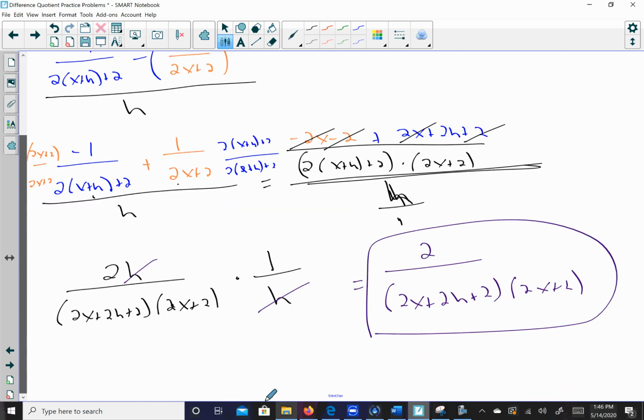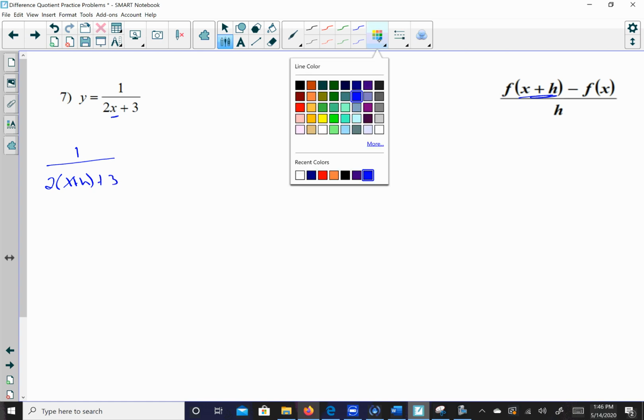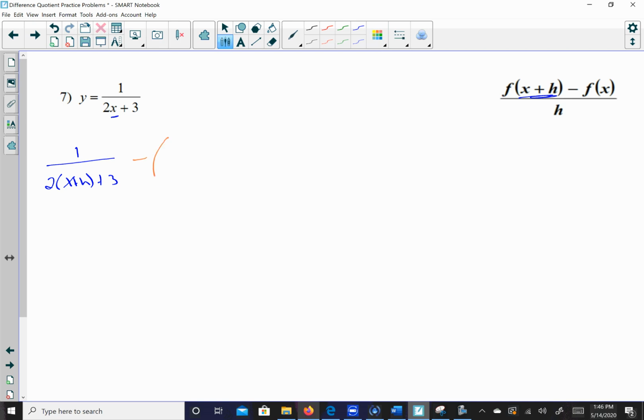So let's just try one more of those. So here I have 1 over 2x plus 3. Again, I'm going to start by substituting in the x plus h every place that I see this x. So I'm going to have 1 over 2 times the quantity of (x plus h) plus 3. And then I'm going to subtract the original function, so minus, and then this will be 1 over 2x plus 3. And this whole thing is going to be over h.